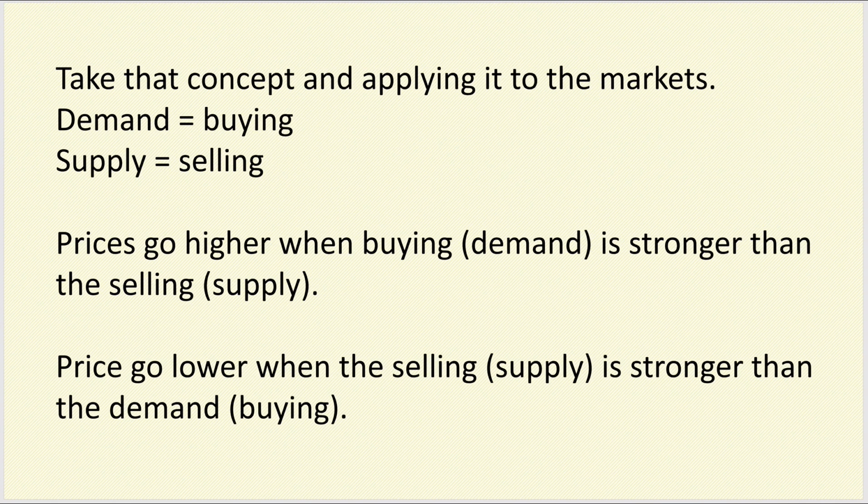Now, take that concept and apply it to the markets. What is demand? Demand is buying. People are buying something, they're demanding it. So they're standing there saying, take my money, basically. I want this item, take my money. Supply is basically selling. There are people that have a lot of supply of something, a lot of Beanie Babies or something like that, and they've got to sell it. They can't buy any more until they sell the Beanie Babies that they have. In basic terms, prices go higher when buying is stronger than selling. You just swap out the words demand and supply. Prices go lower when the selling is stronger than the buying.